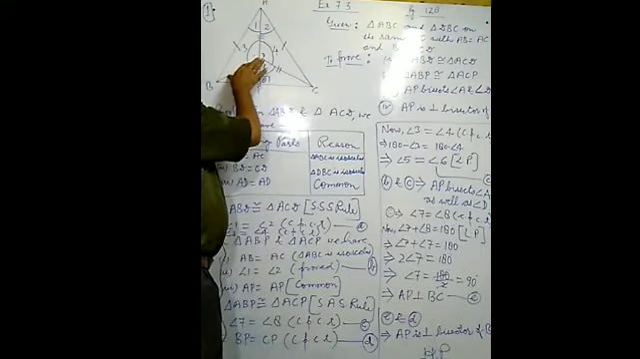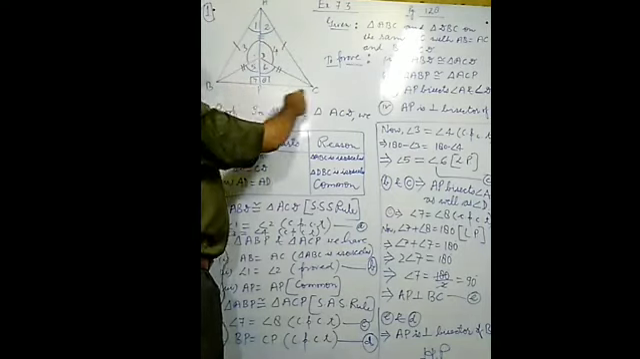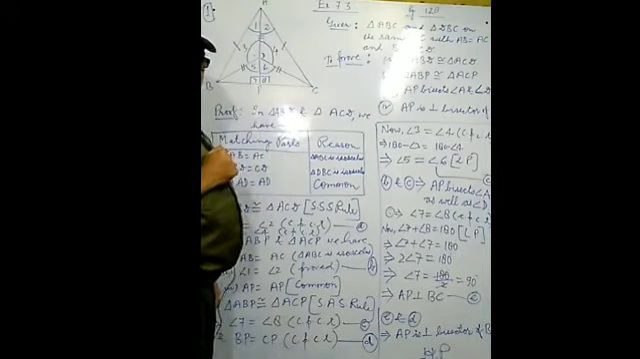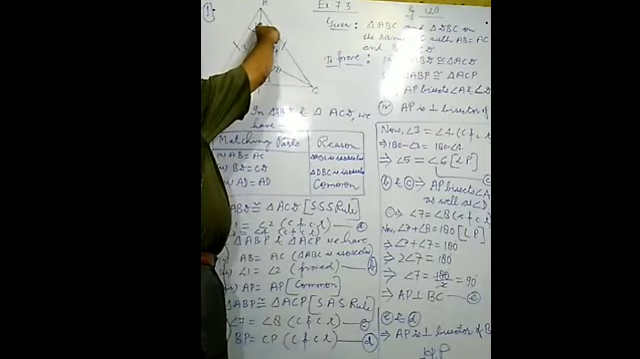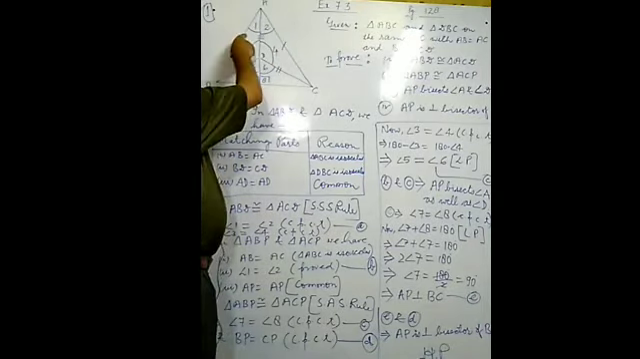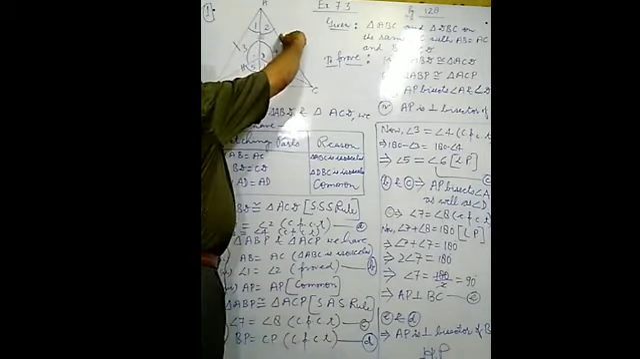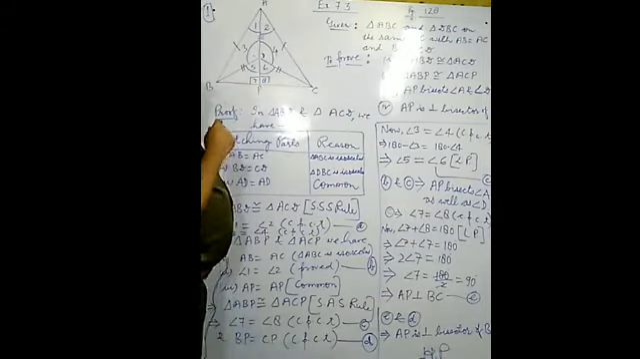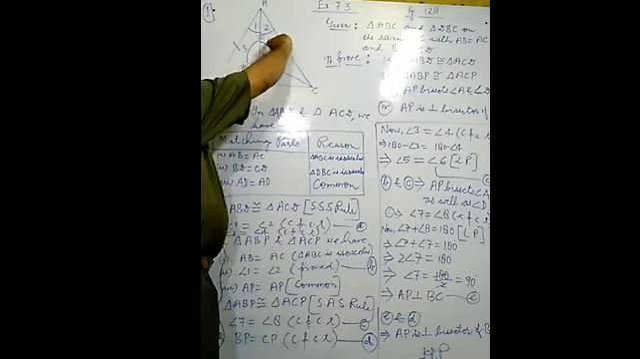What will be the second matching part? This BD equals this CD, because triangle DBC is also an isosceles triangle. Now what will be the third matching part? You may observe AD equals AD, this one is common there. So on the basis of sides, this particular triangle is congruent to this particular triangle.